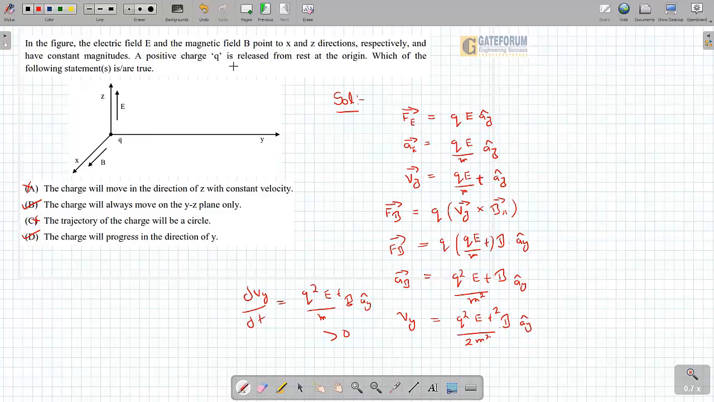Otherwise, by looking at the statements and the figure, they are not matching, so the benefit of the doubt can be given to all the students. But for us, it is coming out that options B and D are correct. That's the end of this question.